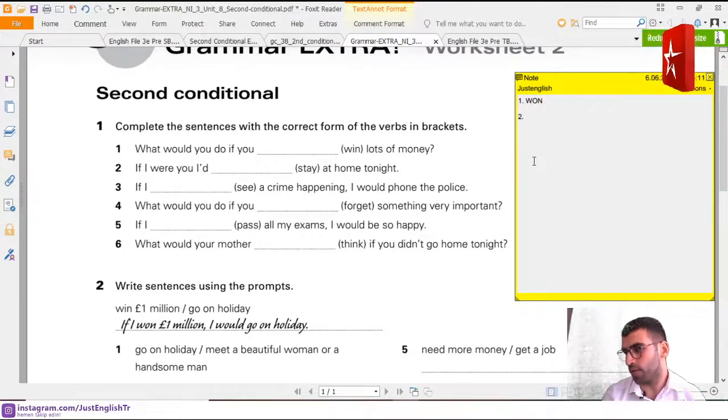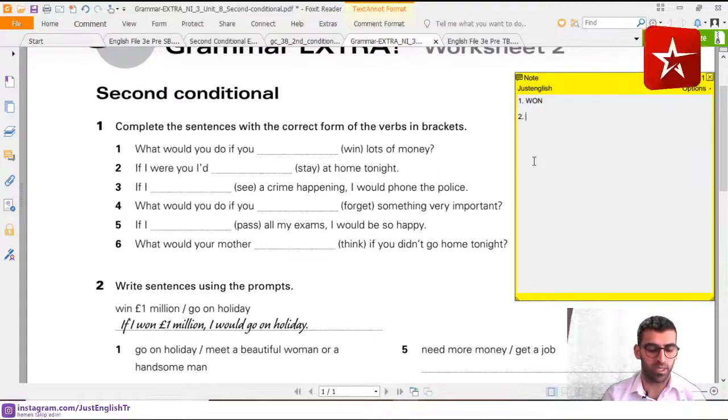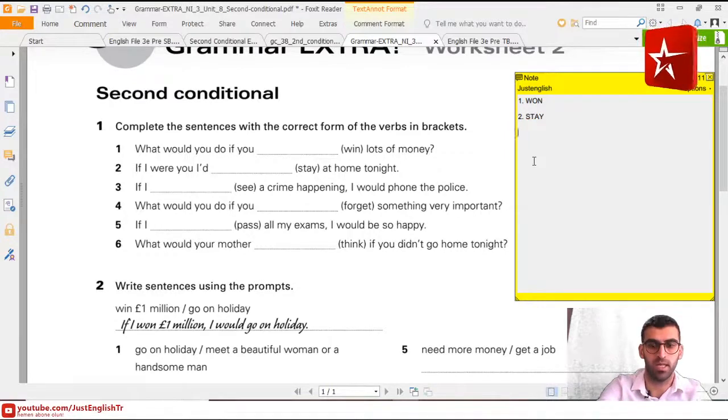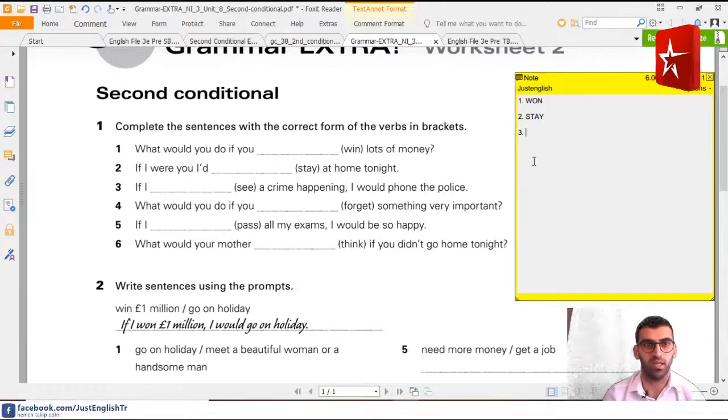Azime says I would travel to Europe. So Azime wants to travel to all the European countries. Yes, stay. Nowadays, during the coronavirus pandemic, everybody stays at home. Yes, what would you do? If I were you, I would stay at home. If I were you, I would stay at home tonight. Great. Stay is the correct answer for number 2.